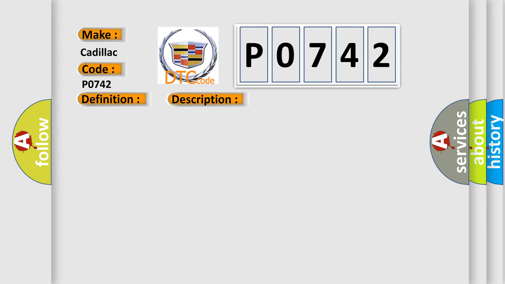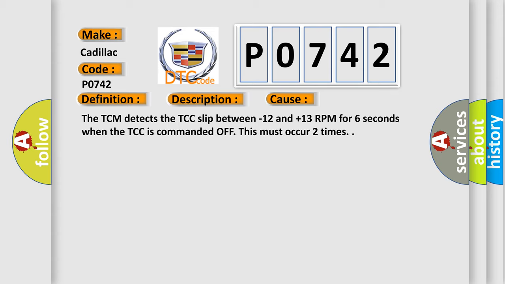This diagnostic error occurs most often in these cases: the TCM detects TCC slip between -12 and +13 rpm for 6 seconds when the TCC is commanded off. This must occur 2 times.